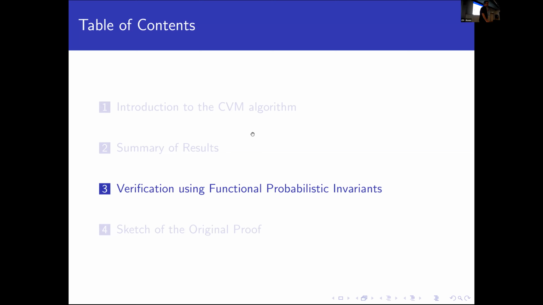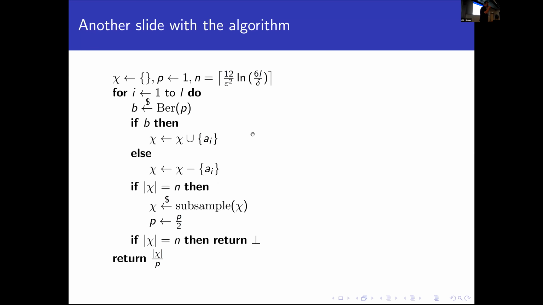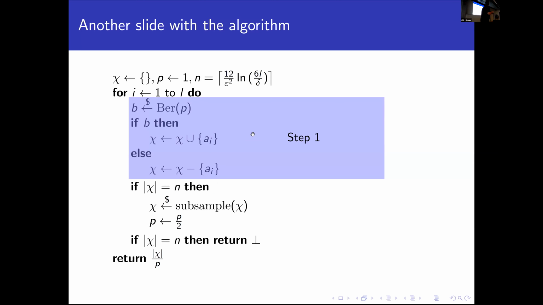So yeah, now I want to explain how the technique works. And for that, we're going to call this part of the algorithm that's making a coin flip and deciding whether you want to add the element into the buffer or not.